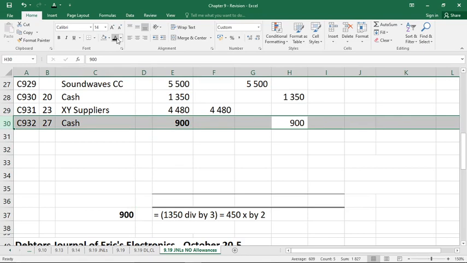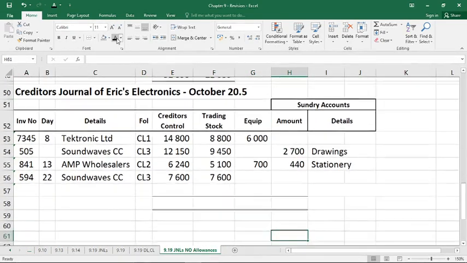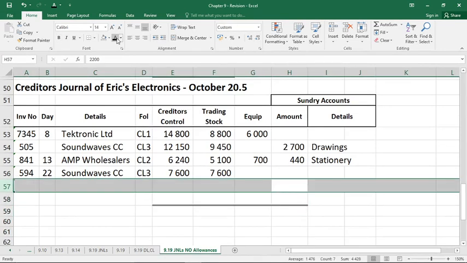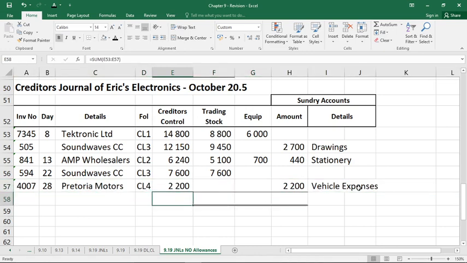On the 28th, repairs to the vehicle were done on credit by Pretoria Motors, 2,200, and invoice 4,007 was given. Okay, so we have once again bought something on credit. So CJ, there it is, Pretoria Motors CL4. They're the 4th creditor of ours, but don't worry. 2,200 under creditors control. And because it's not trading stock or equipment, it goes to sundry and it's 2,200 and we can call it vehicle expenses. That means that our creditors journal is done, so we can total our columns.